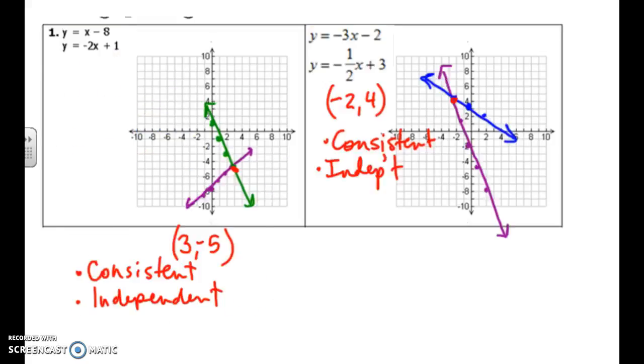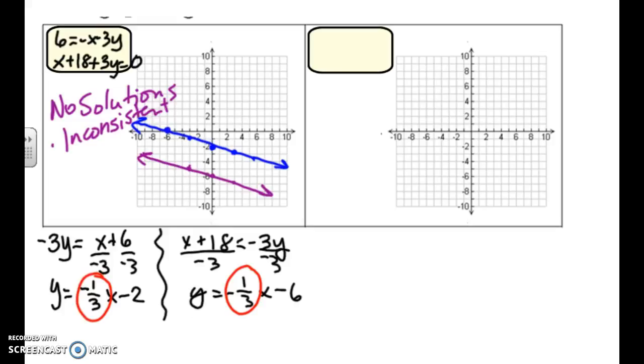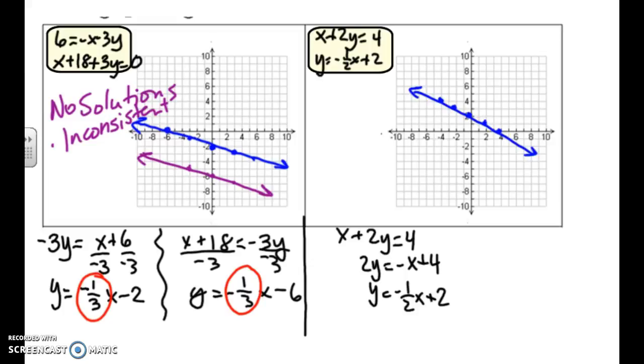Okay, so I want you to try the next one by yourself. Hit pause and then come back and check it with my answers. So I'm going to start this one right here.